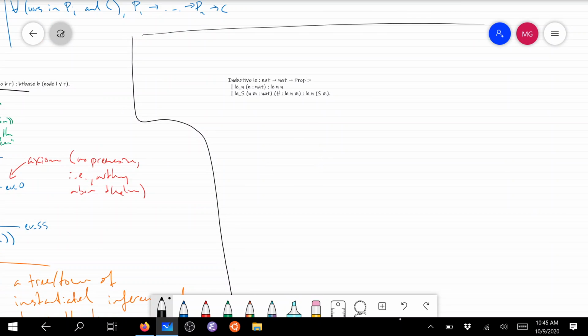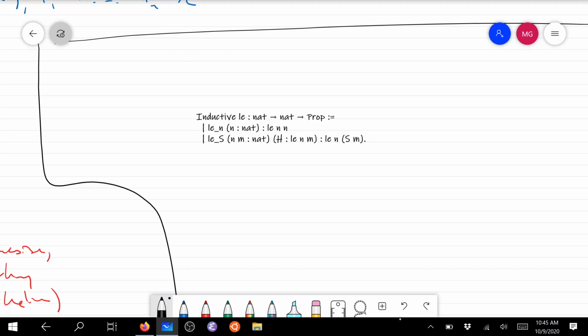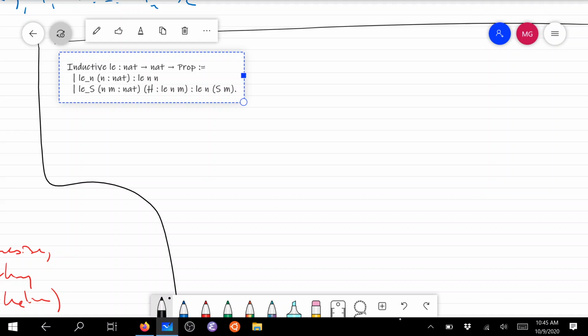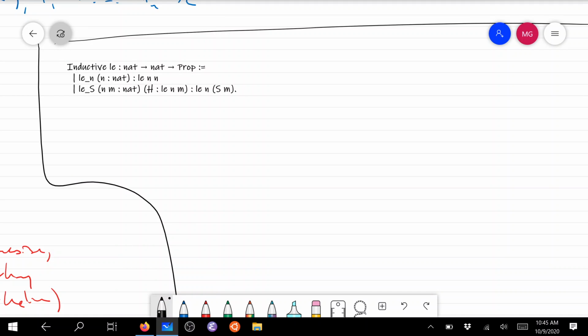Okay, let's start with LE. So LE is the less than or equal to relation. So what are the inference rules we have here? What we have are two: LEN and LES. So when you're drawing them, you can just start out by saying, okay, look, I know I'm going to need these two. Let's do LEN first. So it says for all n is a nat, and then just LEN n.